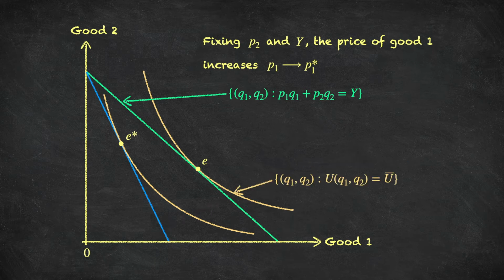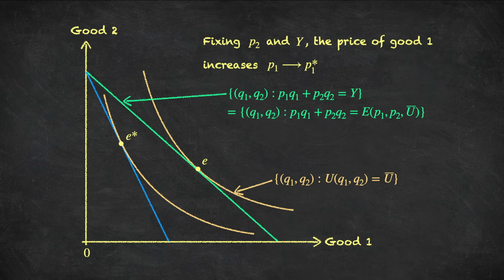Here I've labelled the indifference curve associated with the original optimal level of utility. So this indifference curve has the equation, well, it's the set of all the different bundles Q1 and Q2 with the property that the utility of those bundles is equal to U bar. So we'll call U bar the initial level of utility.